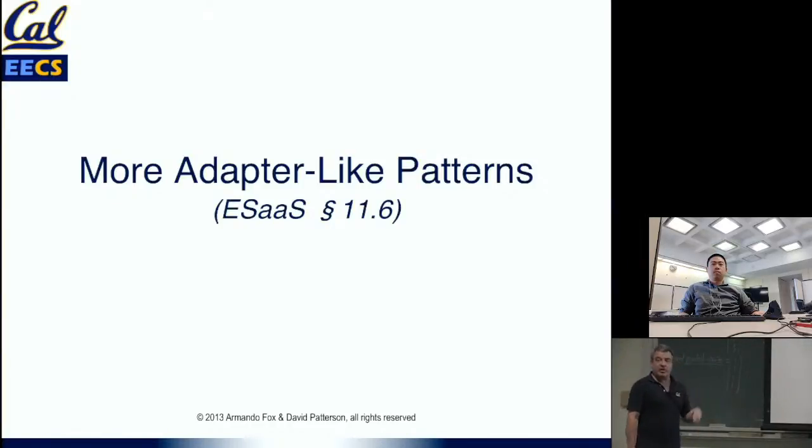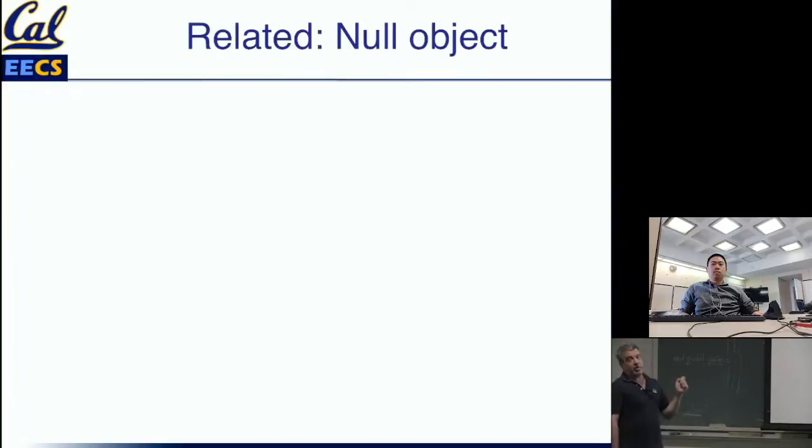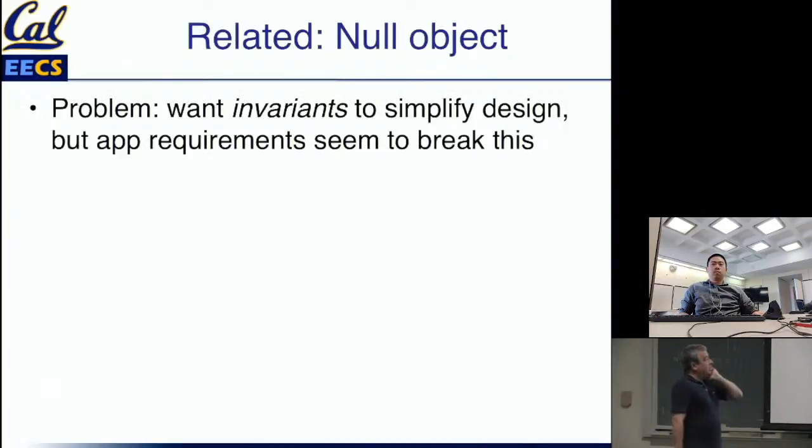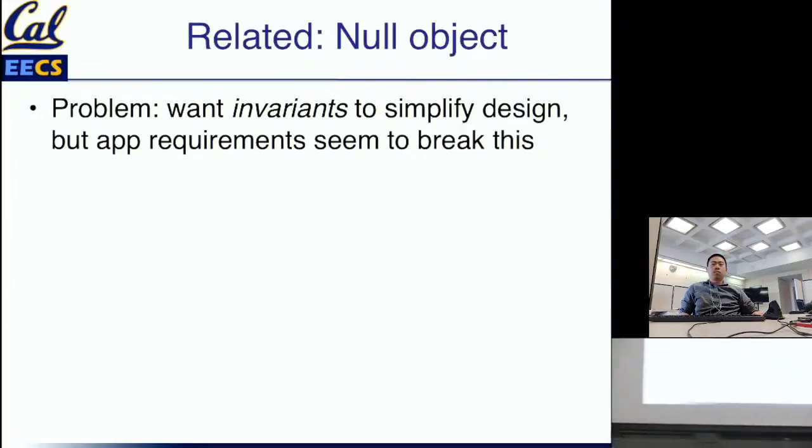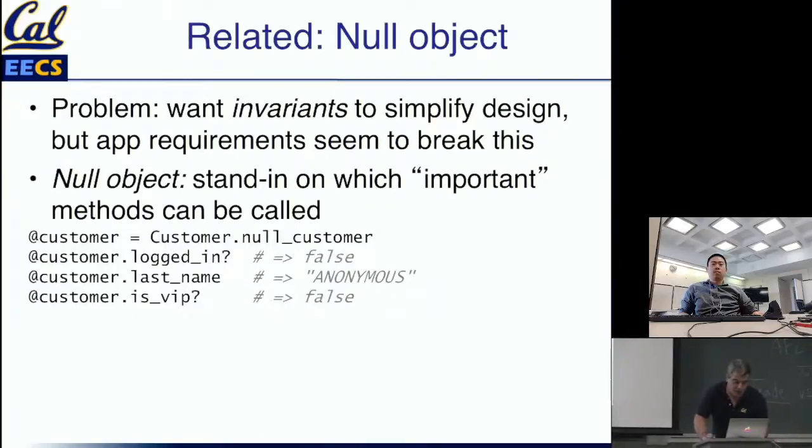Here's a couple of others that come up pretty often. My favorite of the others is probably the null object pattern. The idea behind the null object pattern is that your design is simpler if there are some invariant things that are always true about a certain object and all subclasses of that object. But there's something about the implementation or the requirements of your app that makes it hard to do that.